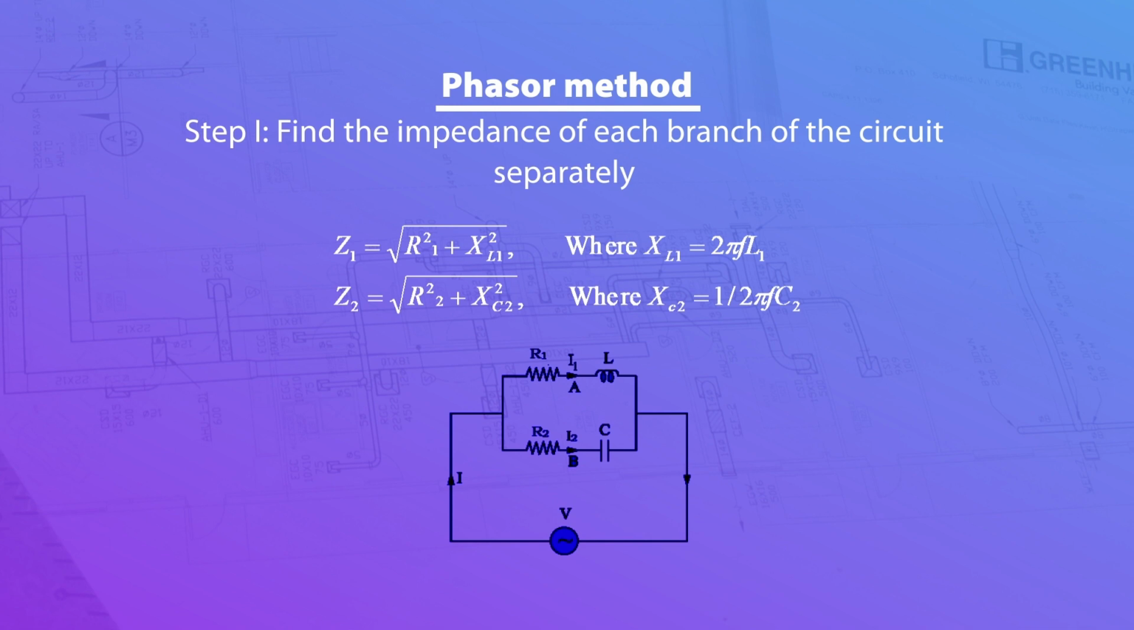To apply the phasor method, different steps have to be followed. First step: find the impedance of each branch of the circuit separately. What is the impedance of branch 1, which has resistance R1 and inductance L? It can be written as Z1 equal to square root of R1 square plus XL1 square, because XL1 is equal to 2 pi F L1, where L1 is the inductance connected in branch 1. The impedance of the second branch can be written as Z2 equal to square root of R2 square plus XC2 square, where XC2 is equal to 1 upon 2 pi F C2.